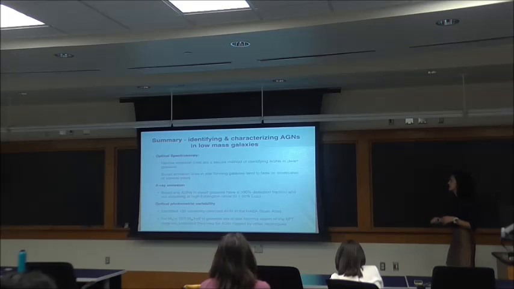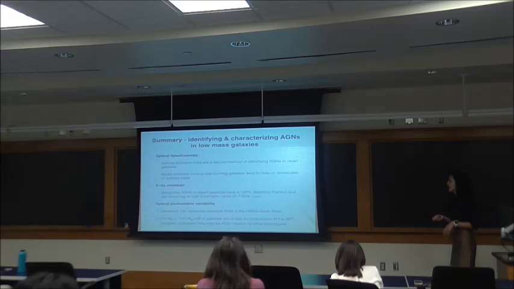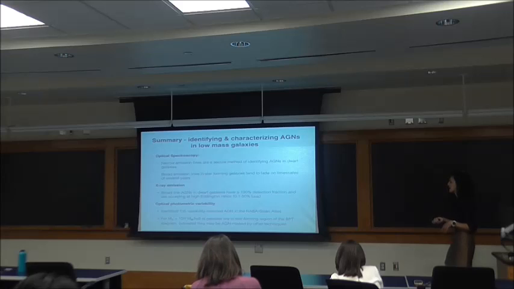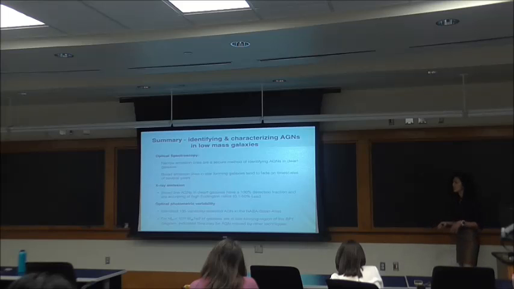All right, so to summarize, I've talked about a lot of different ways of identifying AGNs in low mass galaxies. So with optical spectroscopy, narrow emission lines are a secure way of identifying AGN in dwarf galaxies, but they are incomplete. So we're likely missing a significant population where the narrow emission lines are either affected by low metallicity or the narrow emission line signature of the AGN is diluted by star formation.